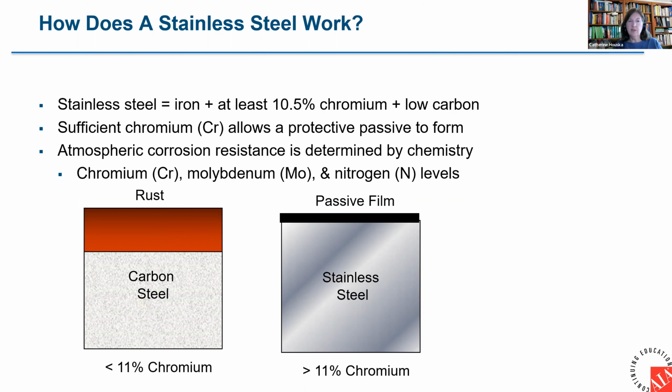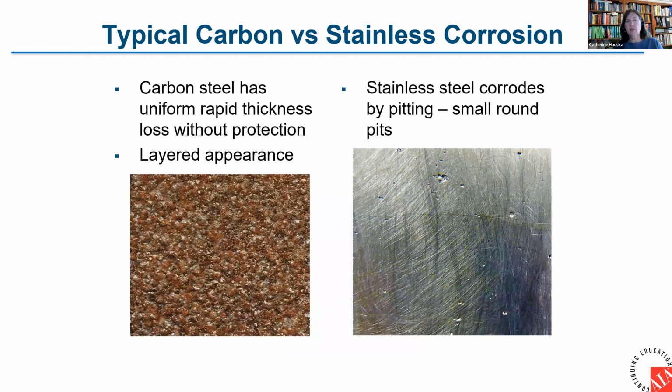With carbon steel, which is higher in carbon and has less chromium, you will form gross corrosion on the surface. The entire surface will corrode. With stainless steel, you form a passive film that improves the corrosion resistance. So with that, we get pitting corrosion rather than the uniform rapid thickness loss that occurs with carbon steel. And these images show that. I did clean the stainless steel sample to get rid of the light corrosion staining so that the small pits could be seen on the surface.